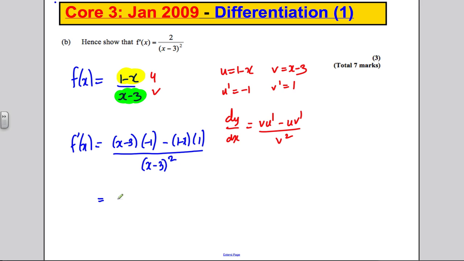Okay, timesing out this bracket, it would be negative x plus 3, and this here, if I times this out, it would be negative 1 plus x, all over x subtract 3 squared. Oh, look what happens, negative x cancels with a positive x, and we get ourselves what we were looking for in the question, namely 2 over x subtract 3 squared as your f dash x. And you're done for another 3 marks.